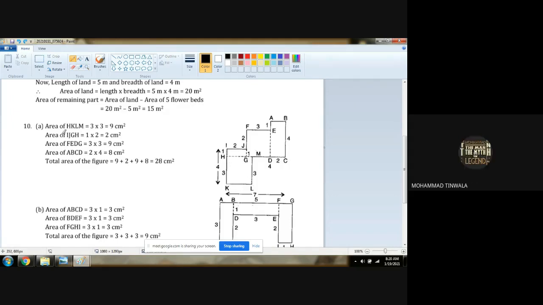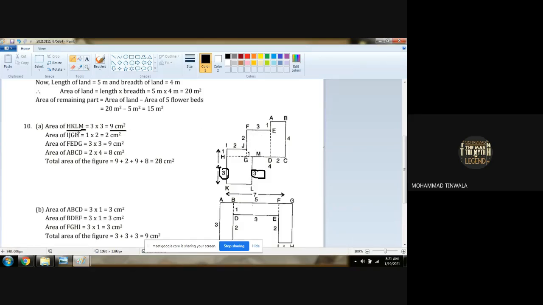Yes. Now the area of H, K, L, M. HK is 3, and LM is 3. So the area of HKLM will be 3 into 3, 9 centimeters square. Then the area of IJGH.